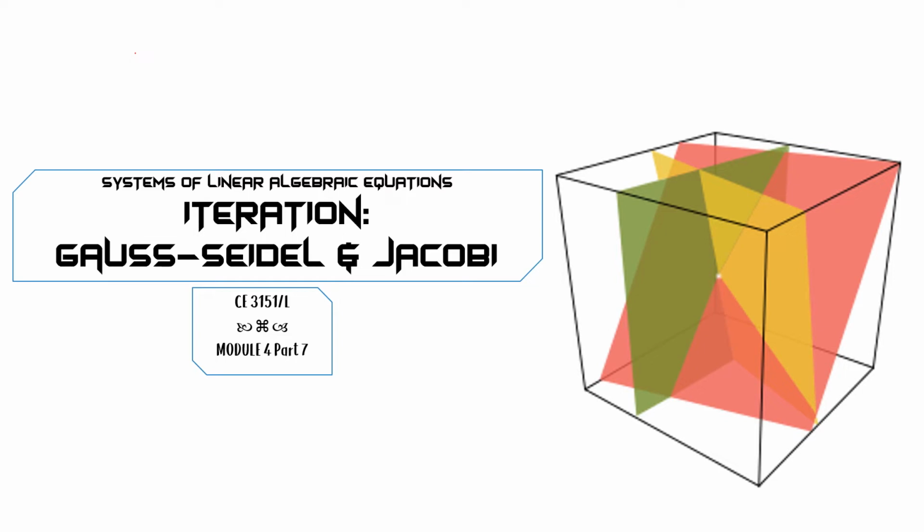Good day to everyone. Today we're going to discuss part 7 of Module 4 for the subject CE3151. So in this lecture, we'll be discussing the iteration methods of Gauss-Seidel and Jacobi.